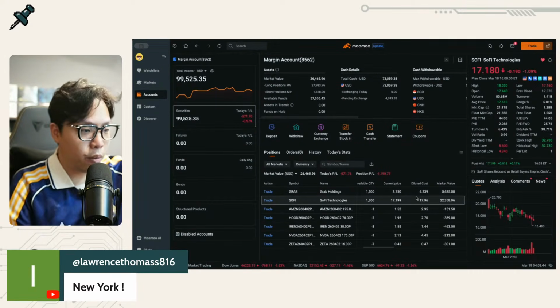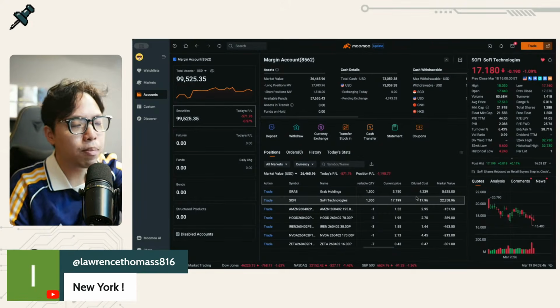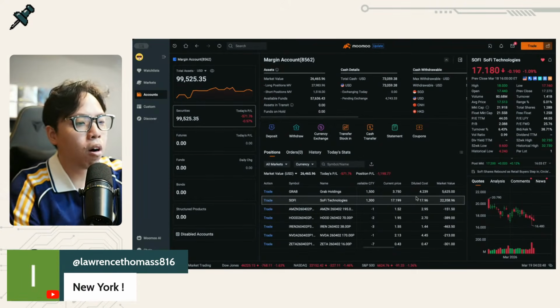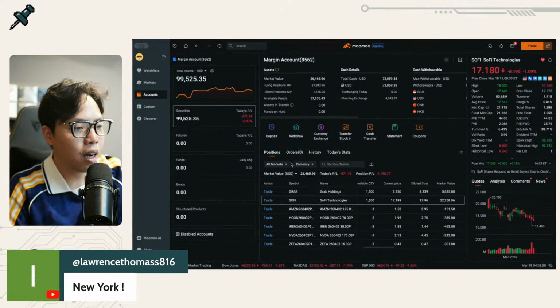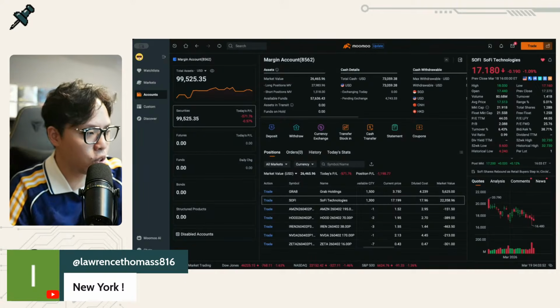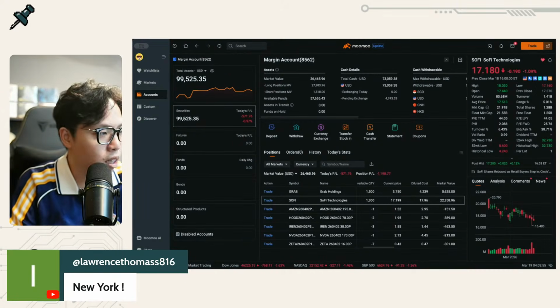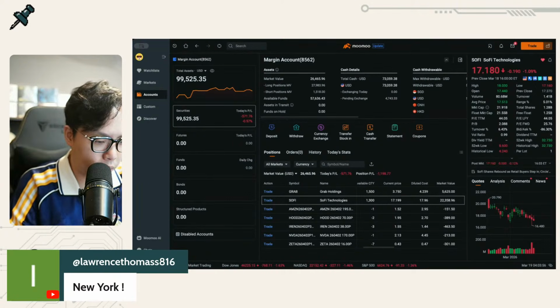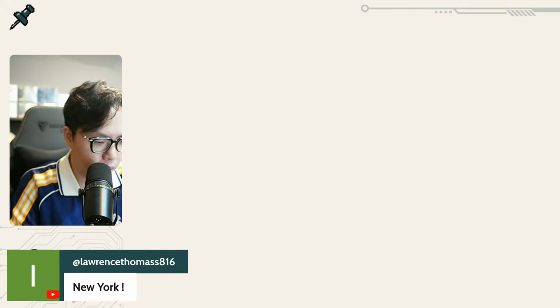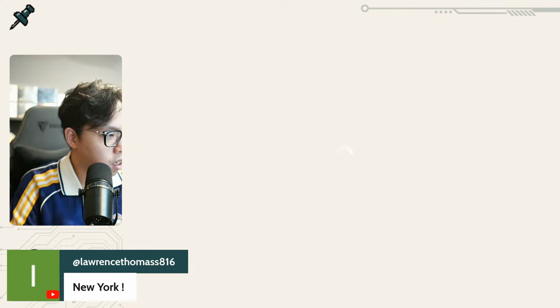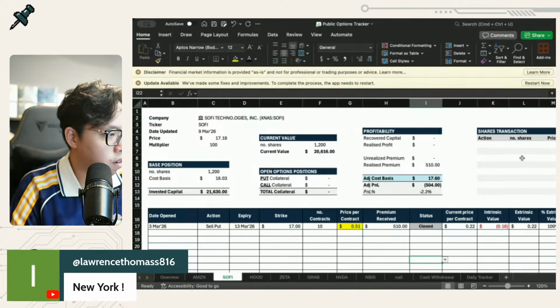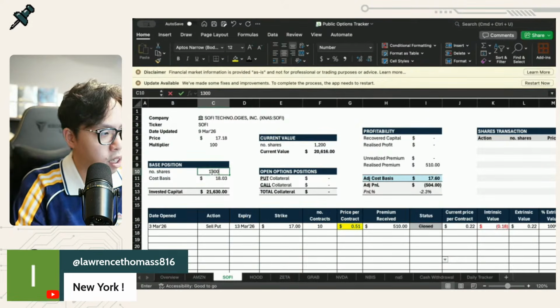All right, so anyway, update. 1300. This is my SoFi position. Will not be adding any more. Maxed out the position. 17.96. So we'll be updating this in the spreadsheet. So we have 1300 shares of SoFi at.